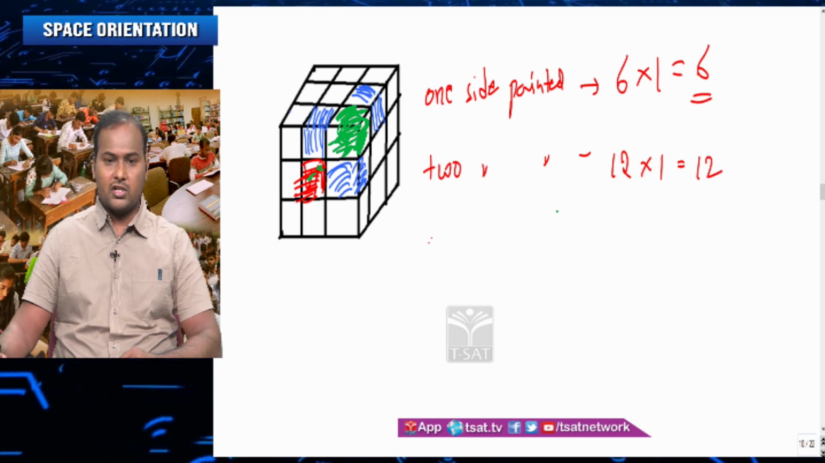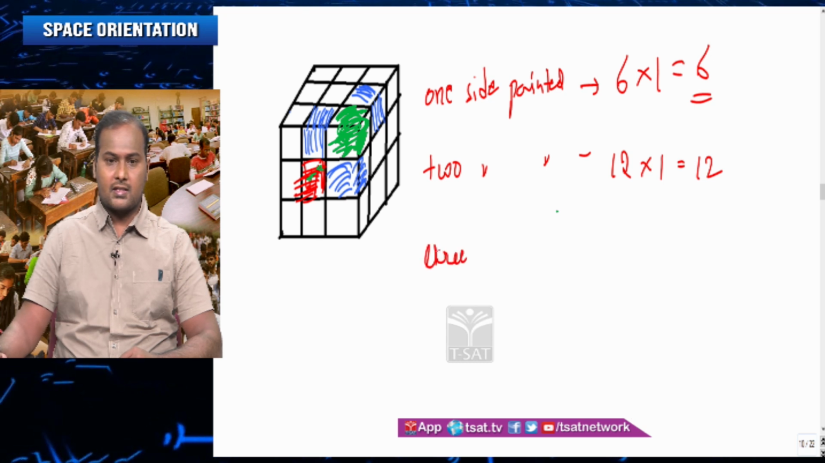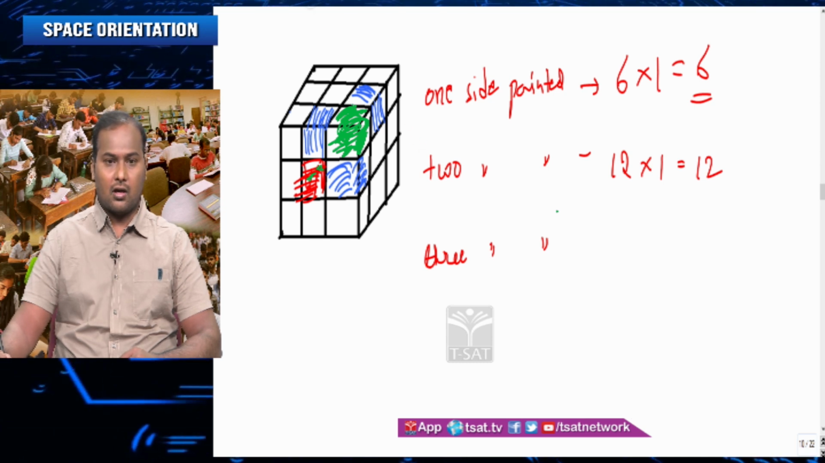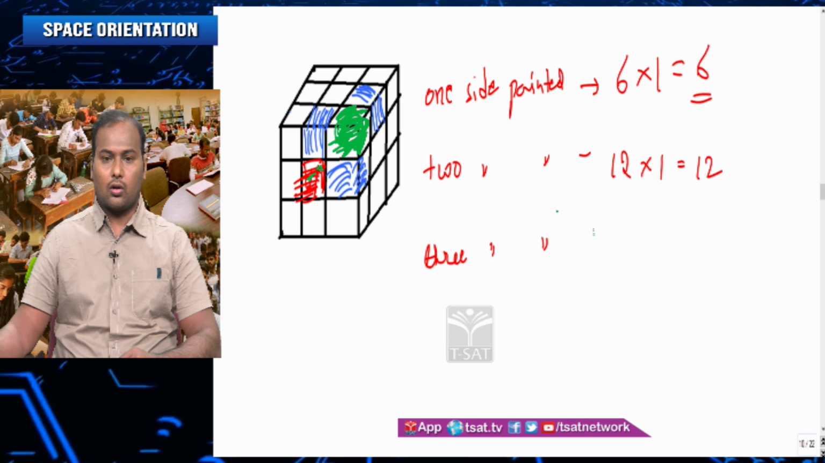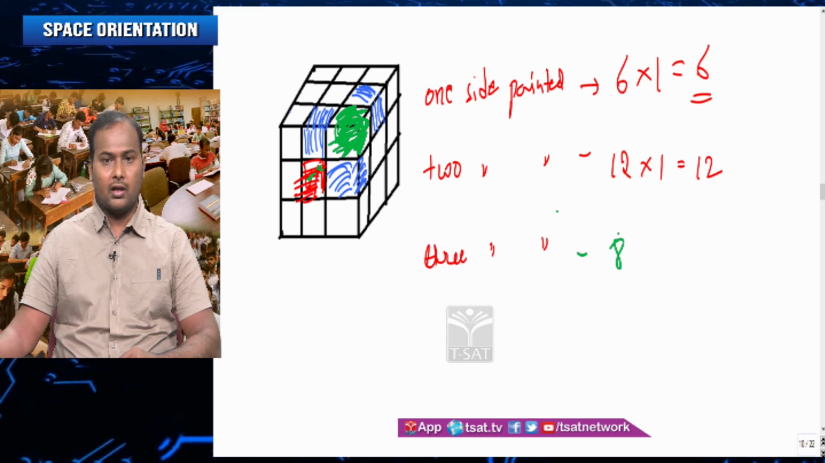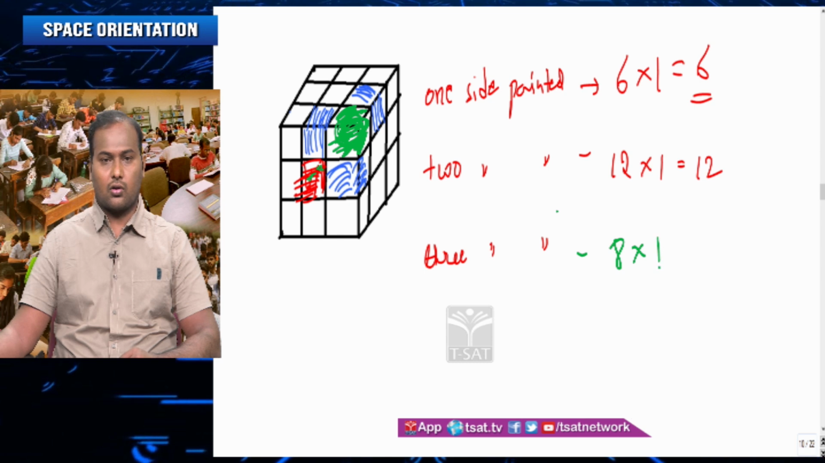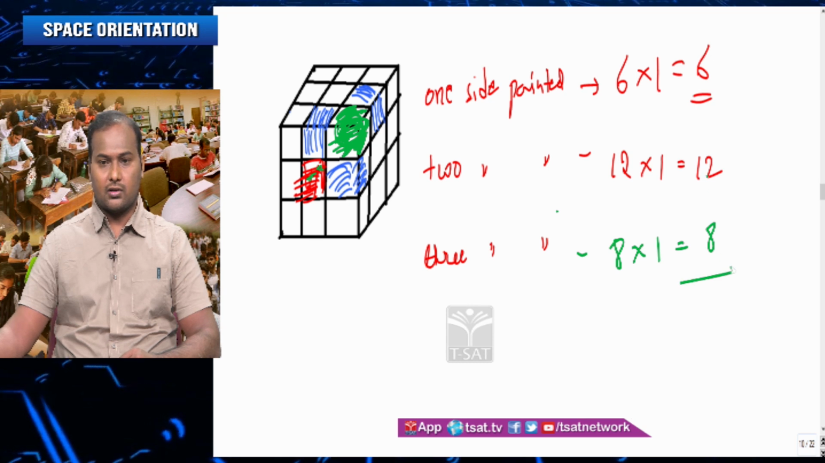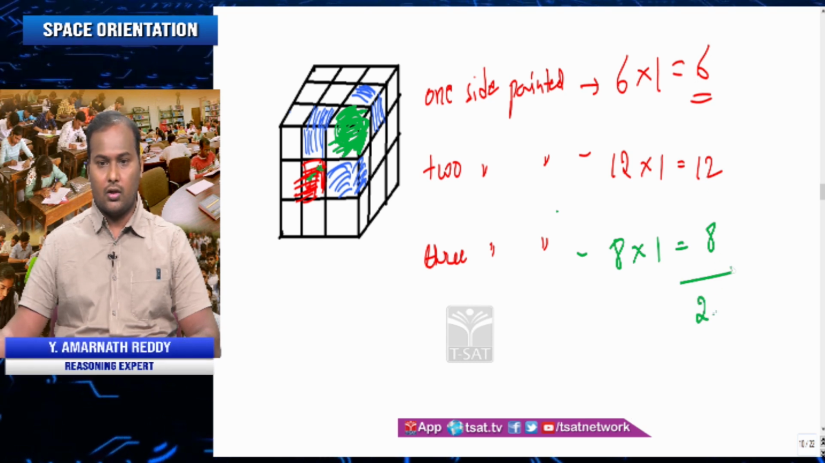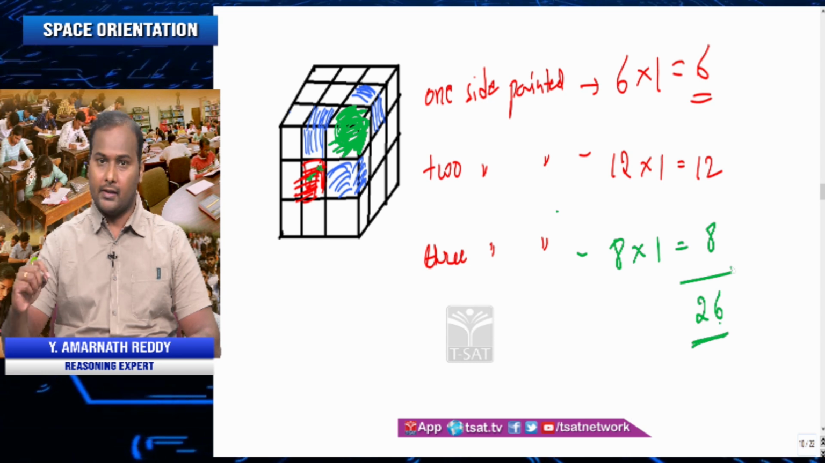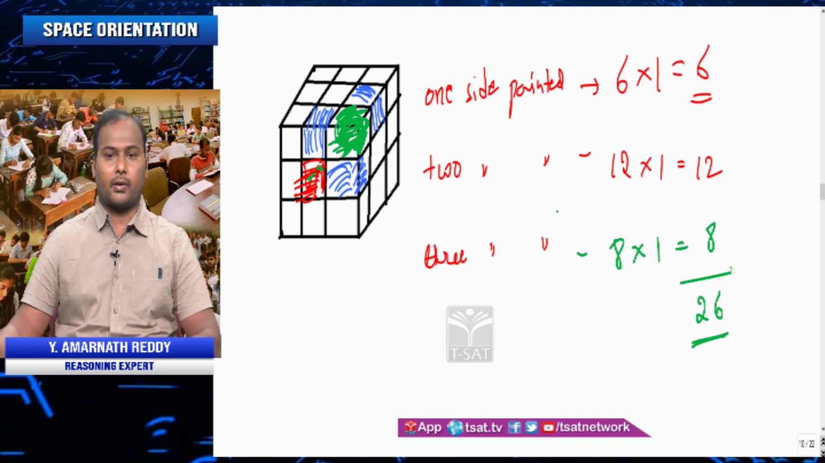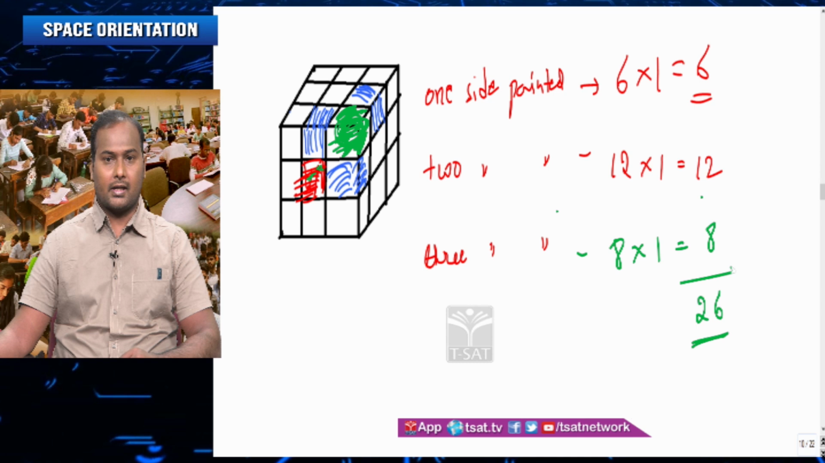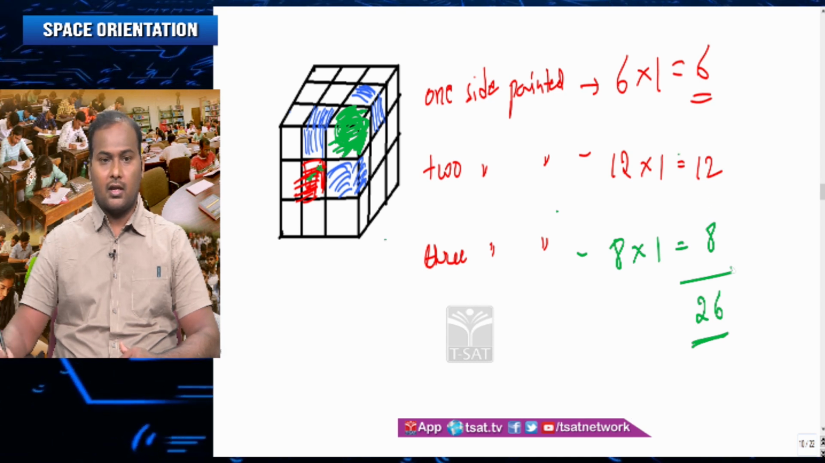The next one is, how many small cubes will have 3 sides painted? I already said that the 3 side paint is always present on the corners. Total how many corners are we having? Total we are having 8 corners, and each corner 1. So your answer is 8. And what is the total here? 8 plus 12 plus 6, total 26 are painted. So in this total of 26 painted, 6 are one side paint, 12 are 2 side paint, and 8 are 3 side paint.